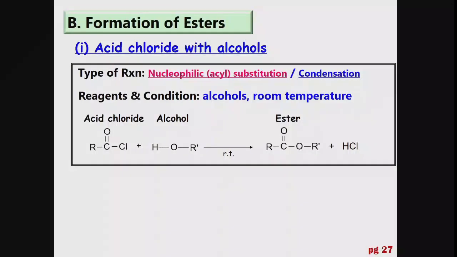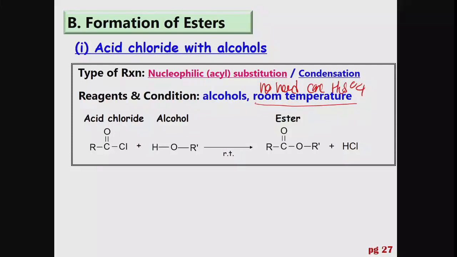So when you use acid chloride to react with alcohol, what do you notice? We notice that the reaction can take place at room temperature. No heating is required. And we do not need to use concentrated H2SO4. We don't need the acid catalyst concentrated H2SO4 because acid chloride is much more reactive here.